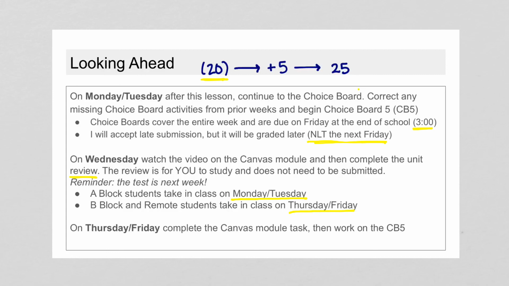I'm sorry, next week, week 6, is when our test is. So this is looking at next week. All of this is next week, okay?